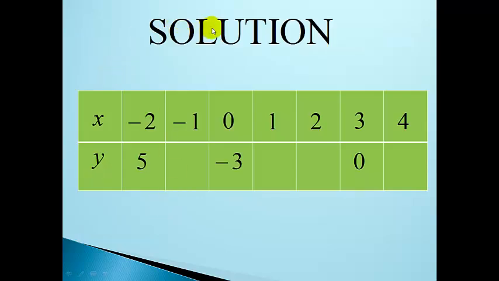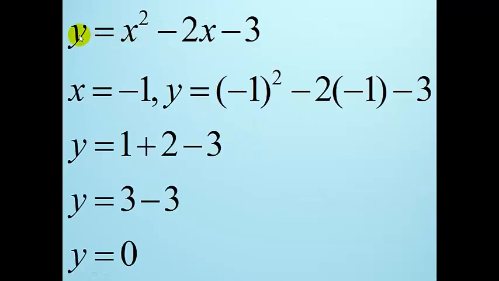Now, we look at the solution. This is the uncompleted table from the question. Now, the relation is y equals x squared minus 2x minus 3. So, when x equals -1, by substitution, we have y equals -1 squared minus 2 times -1 minus 3. -1 squared is 1. -2 times -1 is +2 minus 3. Now 1 plus 2 is 3. So 3 minus 3 is equal to 0. That means that the y value is 0 when x equals -1.